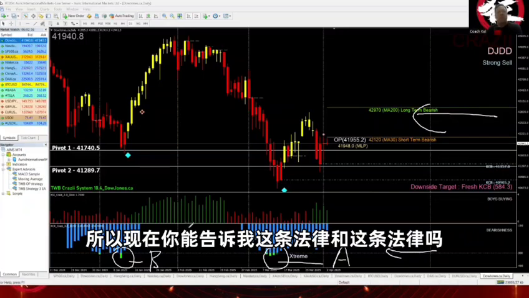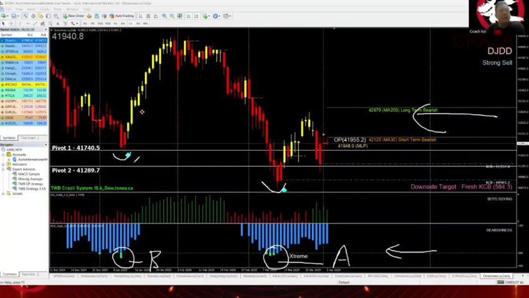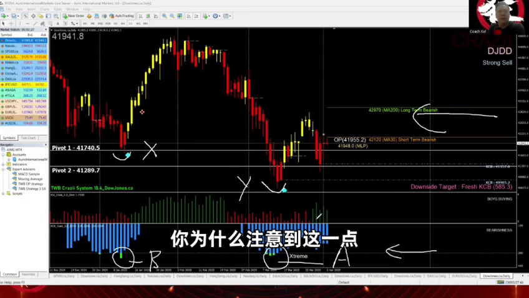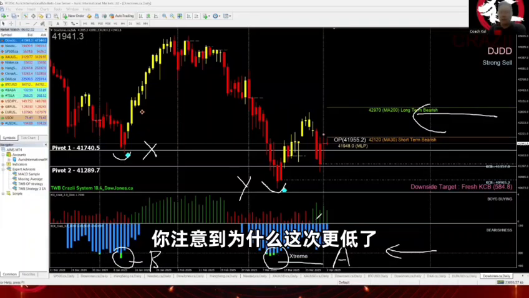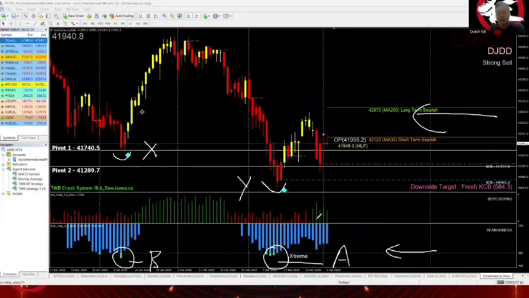Same thing. Now, can you tell me about this low and this low, this X and this Y, what's the difference? You notice that Y this time round is lower than X. So is the market bullish or bearish? Please key in your answer right now inside the comment box.